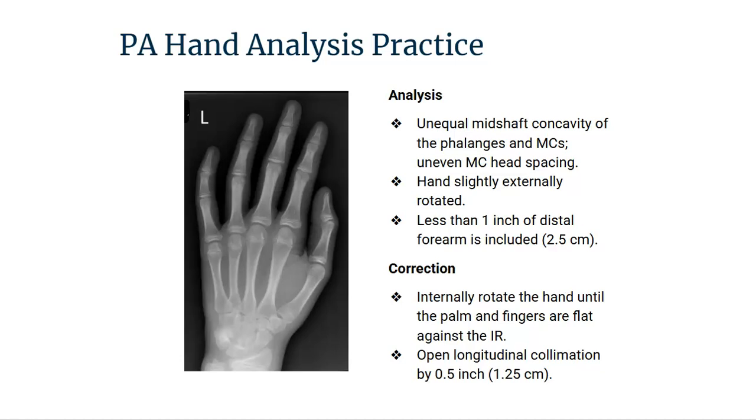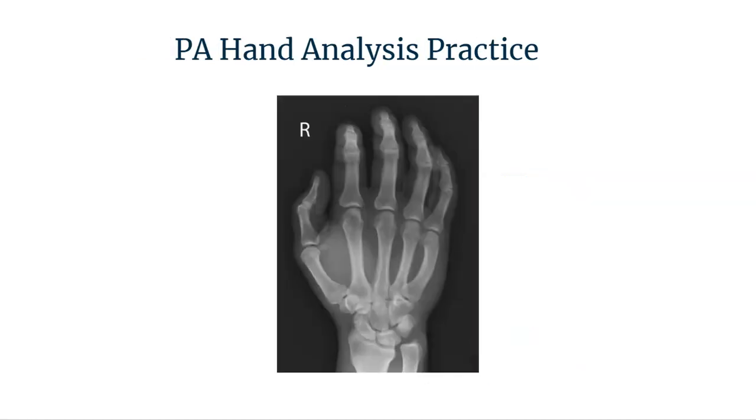In this case, we should open up the collimation a little distally by 1/2 inch just to include that 1 inch of the distal forearm. Also, when we take the repeat imaging, you want to internally rotate the hand so that the hand is placed with the palm flat and the fingers fully extended to open up those joint spaces. Take a moment to review this image and answer the following question.